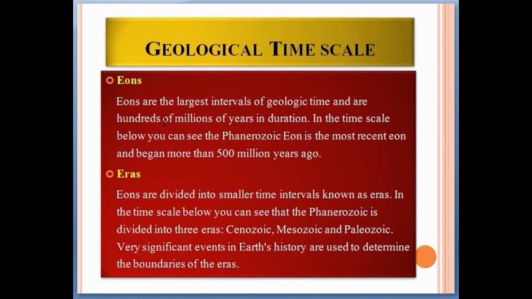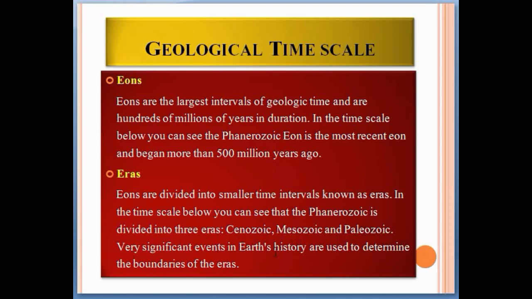So see here, what are eons actually? Eons are the largest intervals of geologic time and are hundreds of millions of years in duration. In the time scale below, you can see the Phanerozoic eon is the most recent eon and began more than 500 million years ago. Eras: eons are divided into smaller time scales known as eras. You can see that the Phanerozoic is divided into three eras, that is Cenozoic, Mesozoic and Paleozoic from top to bottom.